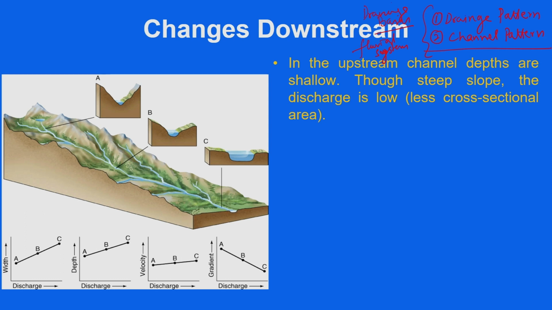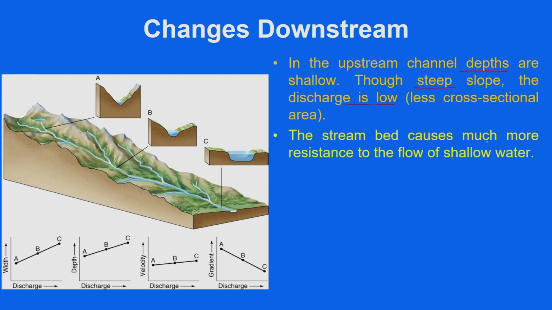So what we see is that in the upstream, channel depths are shallow, though with steep slopes. So it will have a steep slope, but the channel depths will be shallow. Okay, the discharge is low. The stream bed causes much more resistance to flow in the shallow channel. Okay, so there is also what we call the channel flow roughness and all that. It will be more in the shallow channels in the upstream.